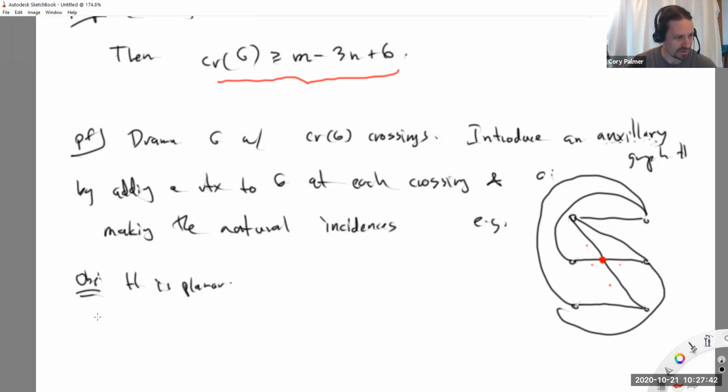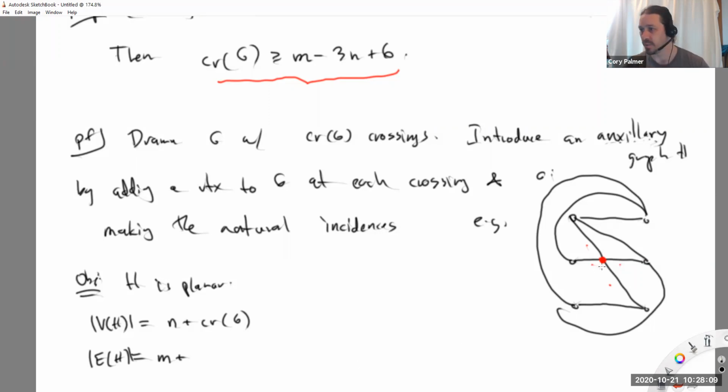How many vertices are in H? Well, as many as there were plus the crossing number of G, right? We introduced a new vertex for each crossing. And then how many edges are in H? As many as we had before, plus how many new edges are introduced? This is a little tricky here.